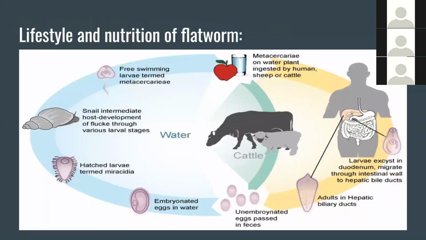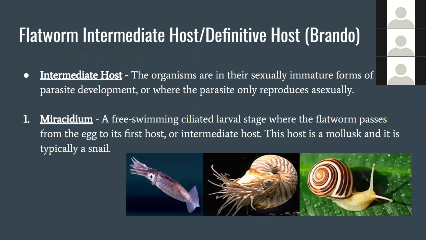In this next slide is an image of the life cycle, and you can see how it starts and how it finishes and how it is a cycle. In this next slide, we go into depth defining what an intermediate host is. Intermediate hosts are the organisms that harbor the sexually immature forms of the parasite, or where the parasite only reproduces asexually.